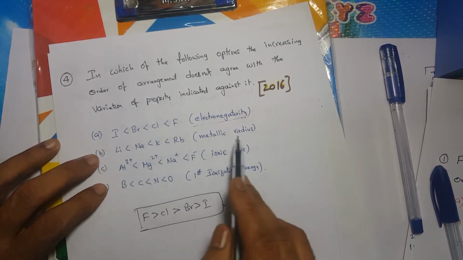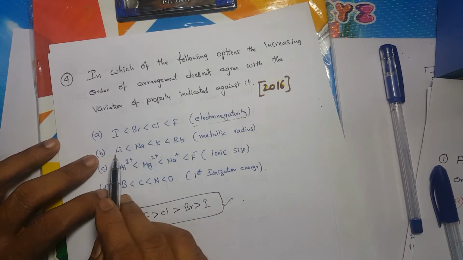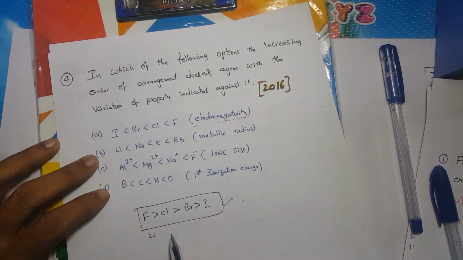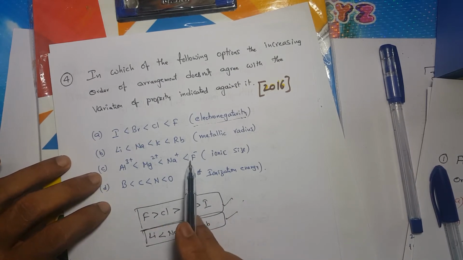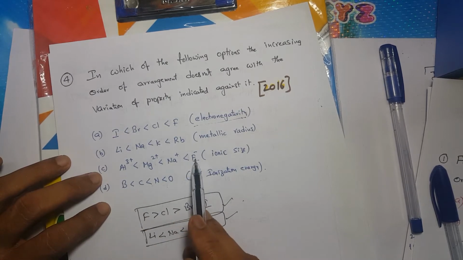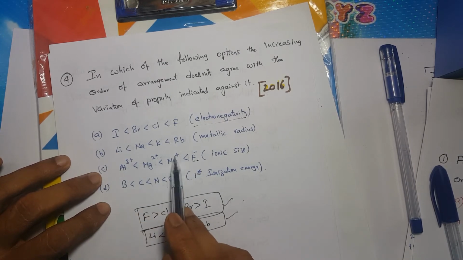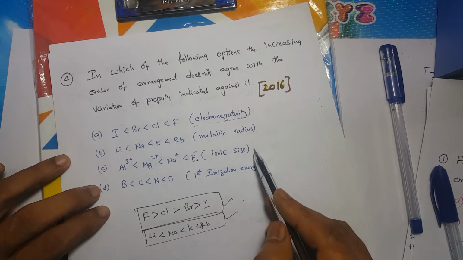Okay, next one, metallic radius. Metallic radius or maybe atomic radius in a group of elements from top to bottom. So lithium, sodium, potassium, rubidium, all of the same group elements. So it increases. Okay, so that is also a correct one. Next one, ionic size. Here the cations are there, here the anion is there. They are always isoelectronic species. So the anion is always bigger than the cation. But with respect to the cation, with the increase in the charge, size decreases. It follows the correct trend. So this is also a correct one.